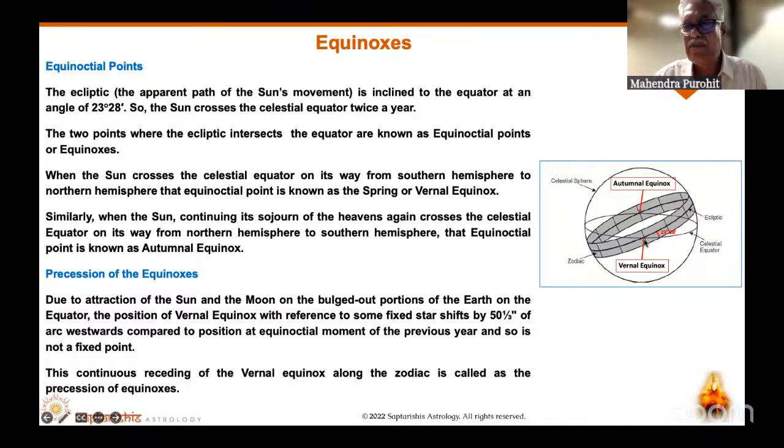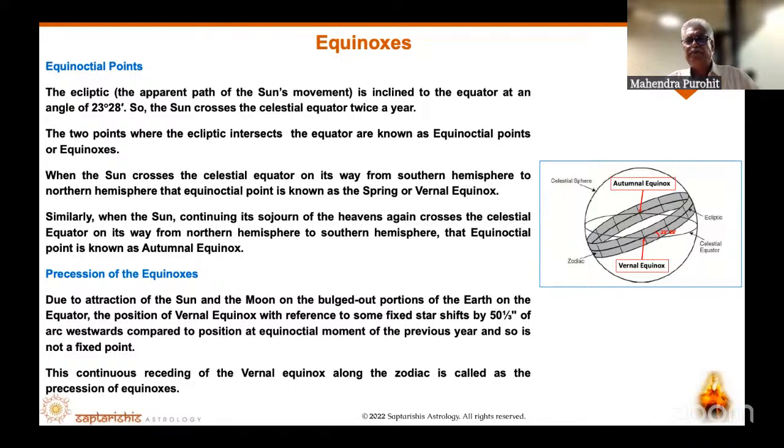Because this is on the celestial equator itself, the declination will be 0 degree. The globe of illumination we have earlier learned will pass through the 0 degree only, and so day and night will be equal in this case.